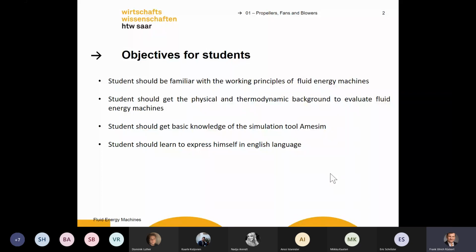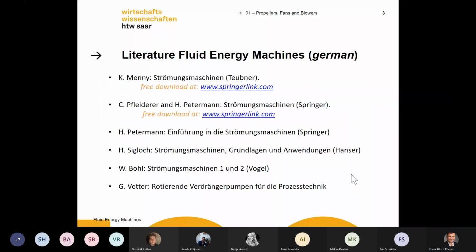And of course, the students should learn the English language. So please always talk English. Please don't talk German or other languages. Try to use the English language and try to speak English. And of course, the exam will also be in English. Yeah, you have to answer in English.